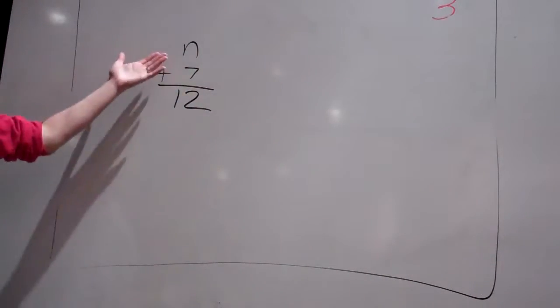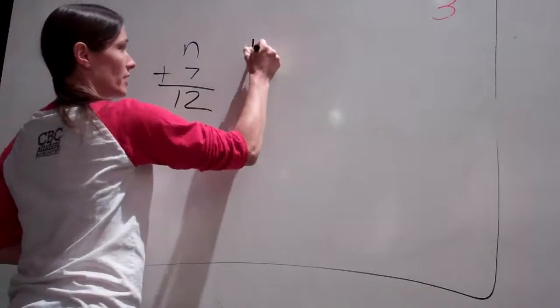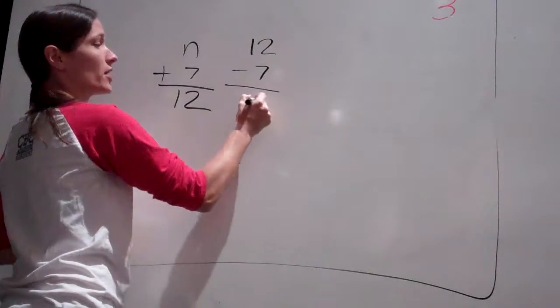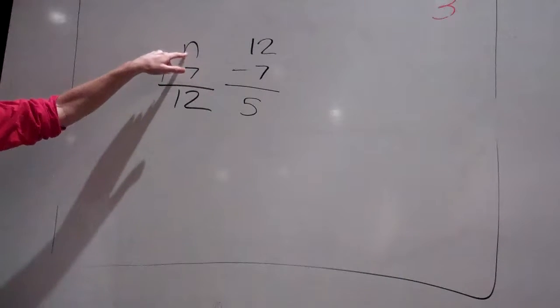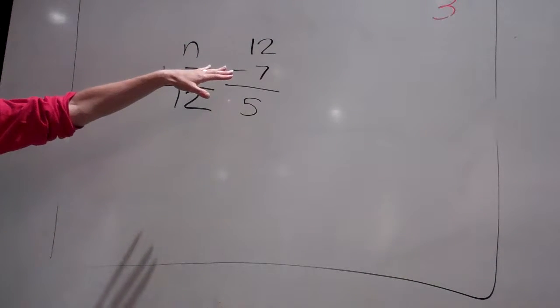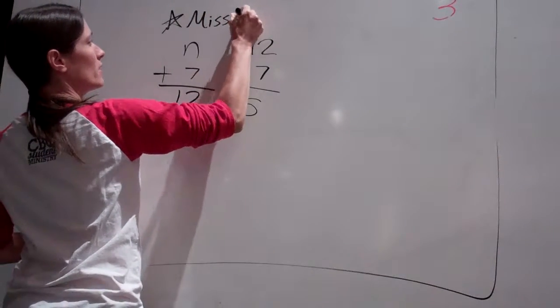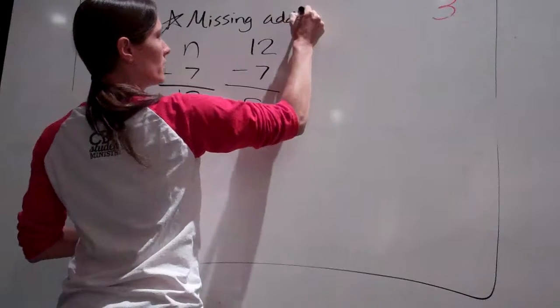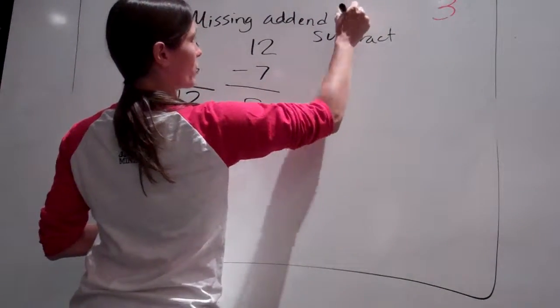You know that 5 plus 7 is 12. Pretty simple. But what did you actually do in your head? Yes, Isaac? 12 minus 7. You did 12 minus 7 to get 5, right? Okay, so whenever you have a missing addend, you're going to subtract to get the answer. So I'd write that down. Whenever there's a missing addend, you're going to subtract to get your answer.